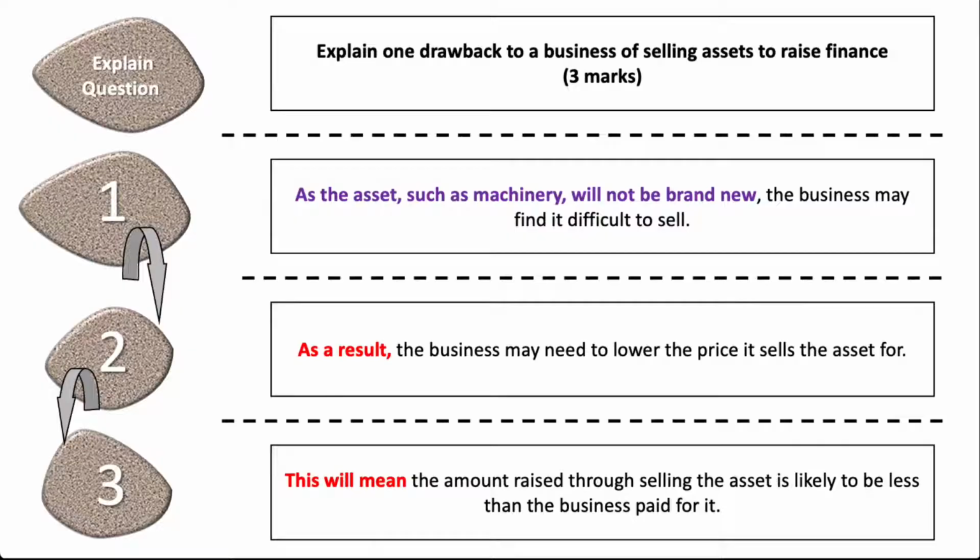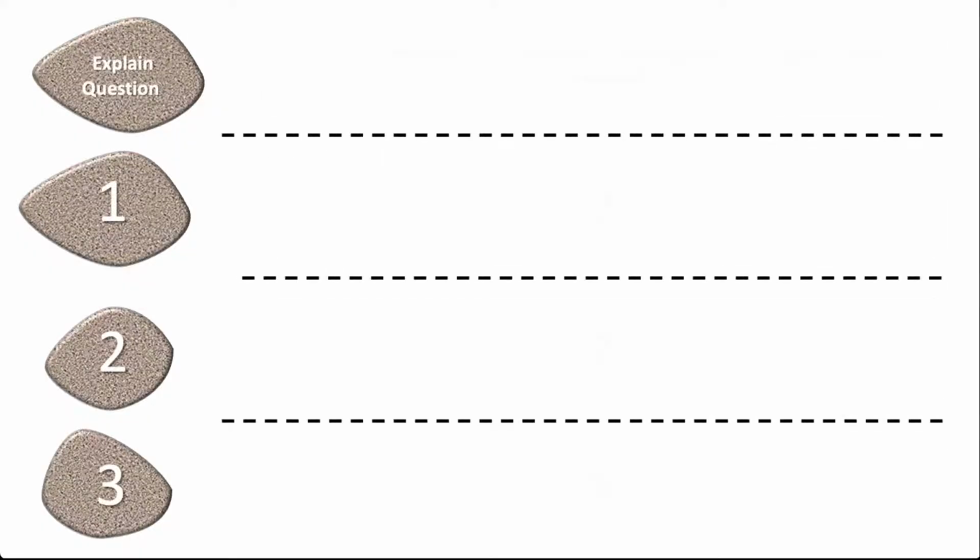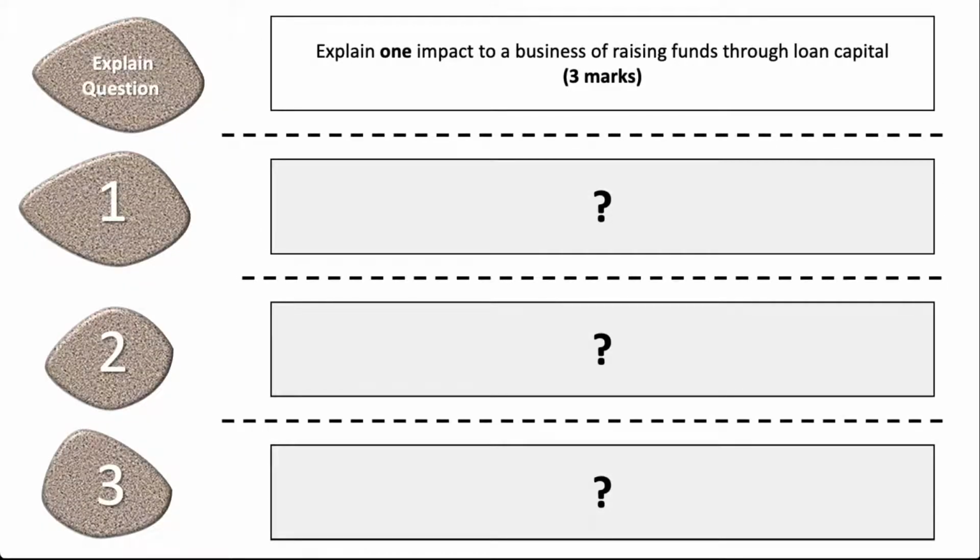2 interconnected strands, 3 marks, 3 sentences. Doesn't have to be 3 sentences, but the stepping stones approach kind of encourages this, and good use of connectives. As a result, this will mean, good examples that you can use. That's how we do it. Let's have a look at another example, and you can involve yourselves. You can make some suggestions here.